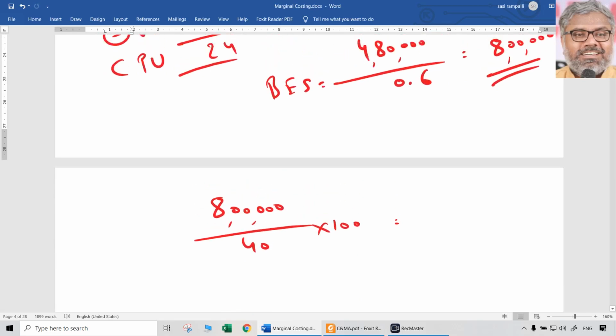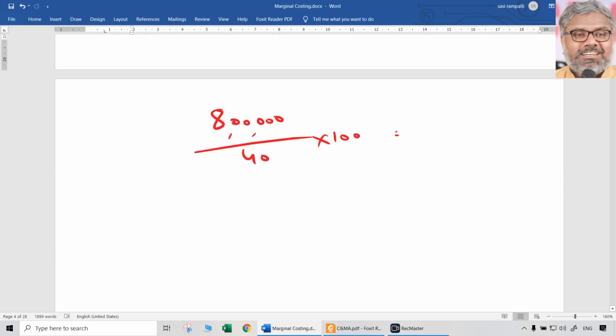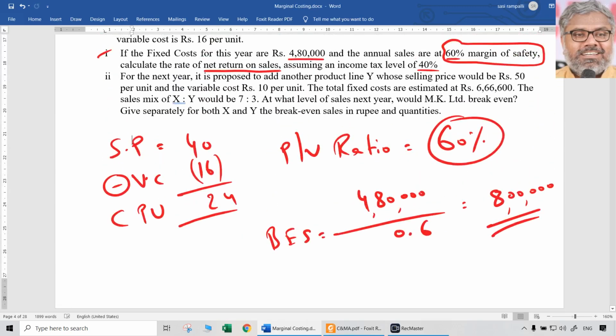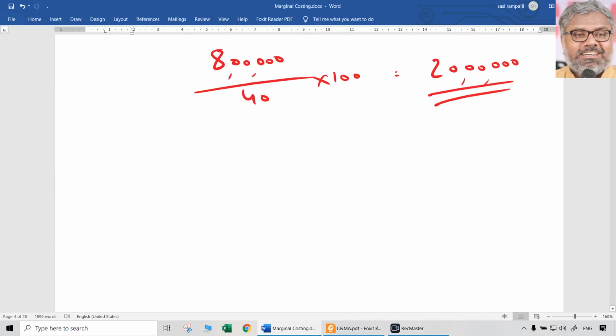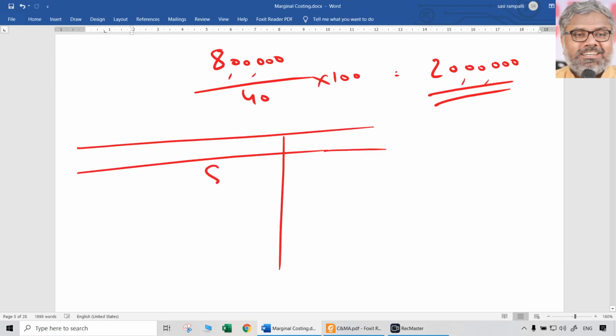When we know break-even sales is already 8 lakhs, which is representing 40, how much is 100? So 8 lakhs by 40 into 100. That means 20 lakhs rupees is the sales. First thing first, we found that out. 20 lakhs rupees. But that is not what is asked. He is asking profit. So once you know the sales, you can have all the other data, maybe in the form of a statement. Sales first, 20 lakhs.